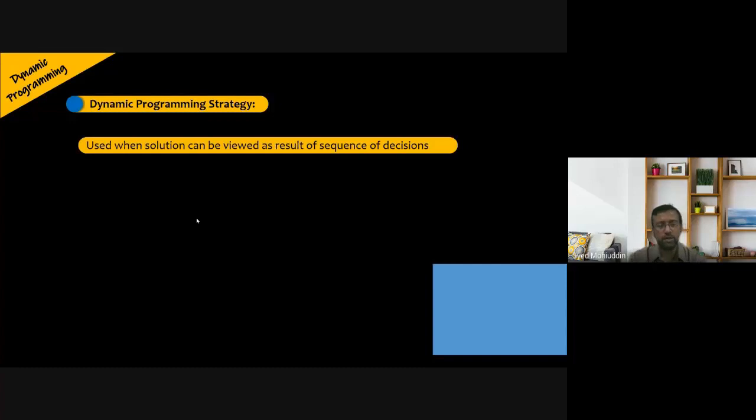So the basics of the dynamic programming strategy is, it is used when the solution is viewed as a result of a sequence of decisions. That is, we make one decision, then based on that decision we make another decision, and so on till we find the solution.